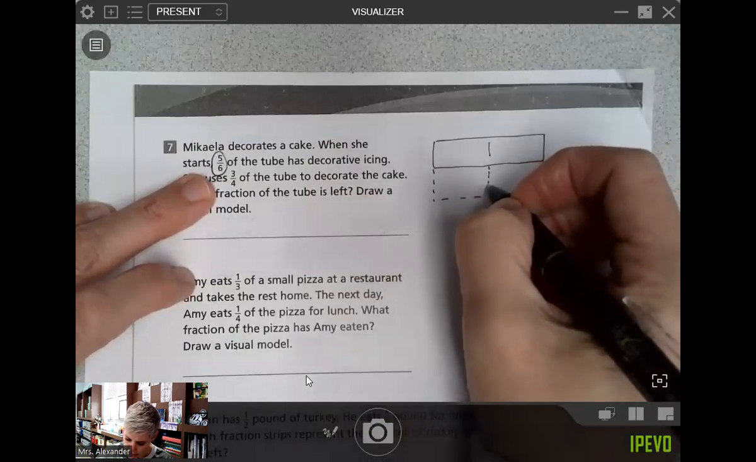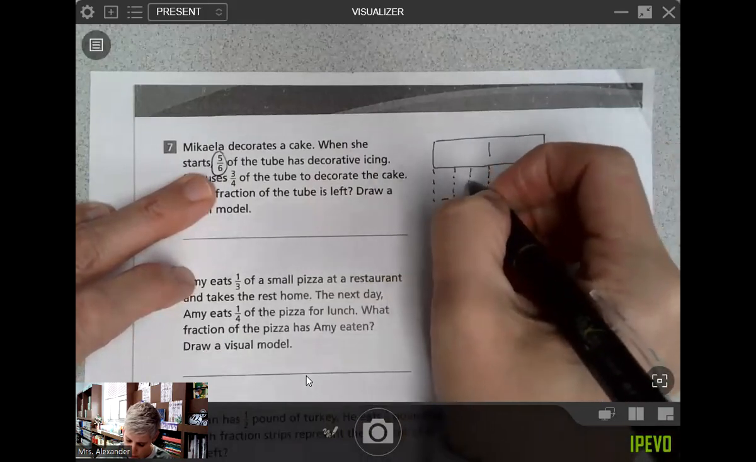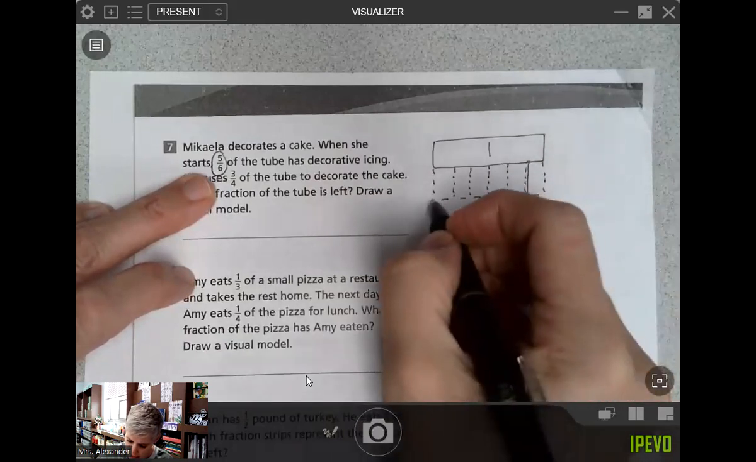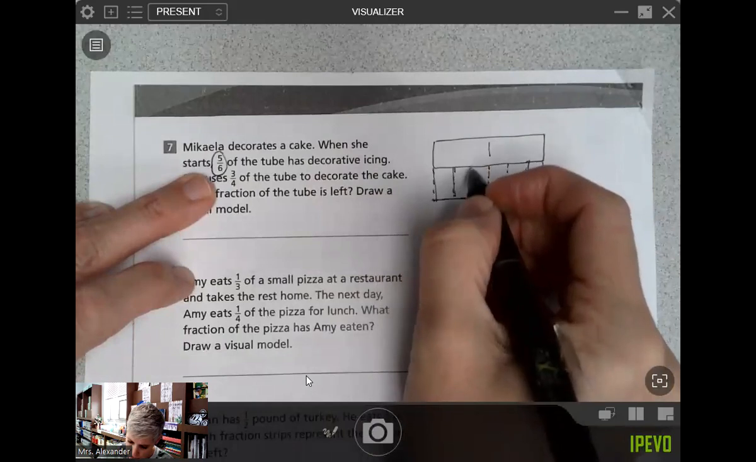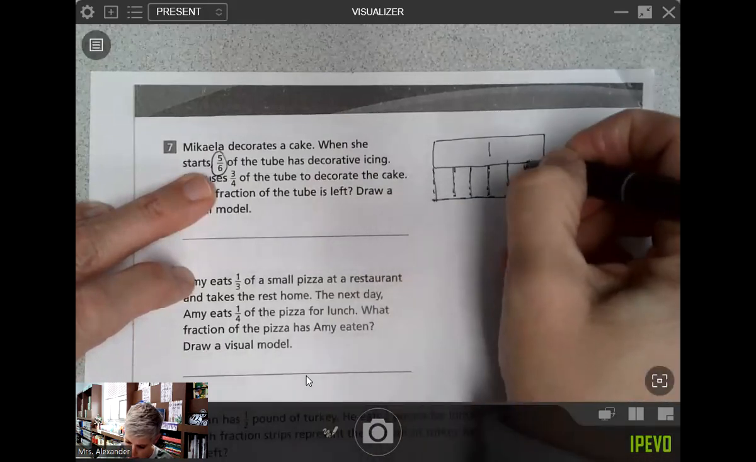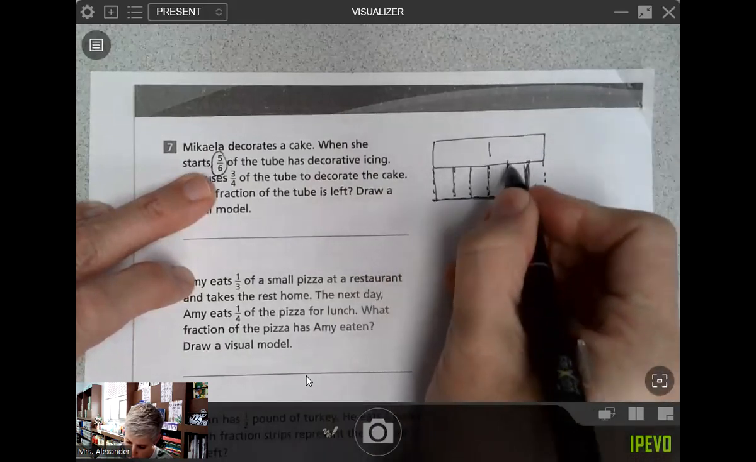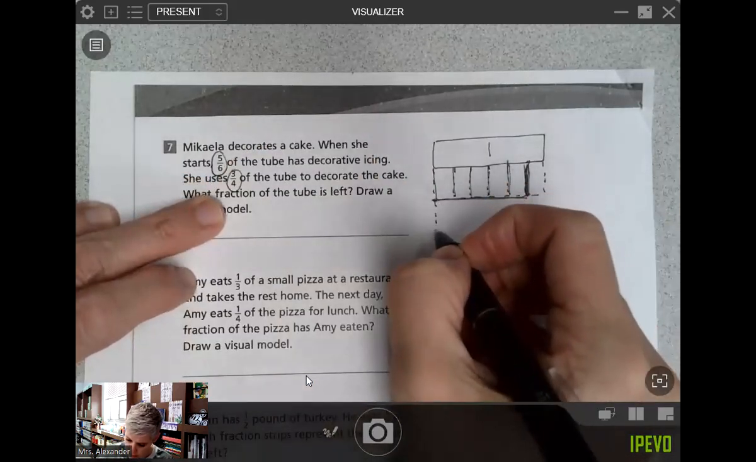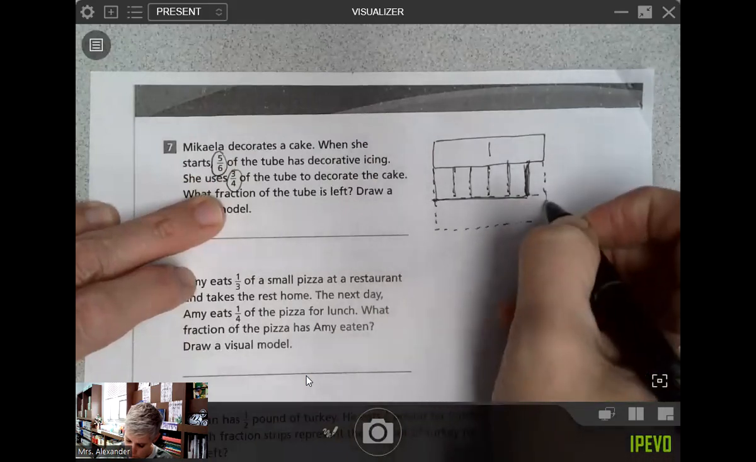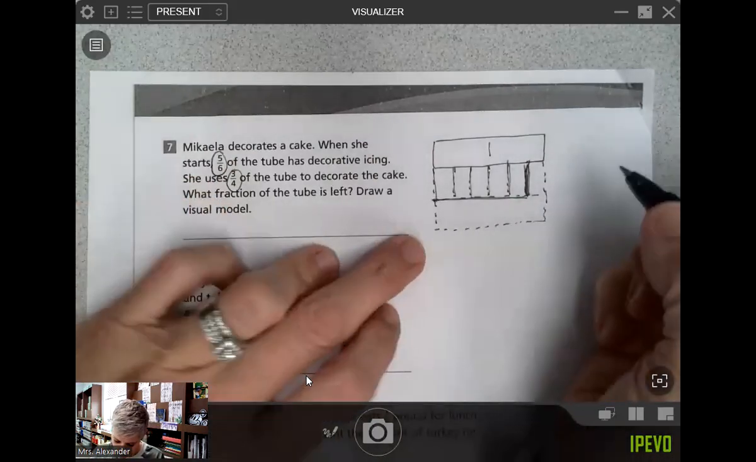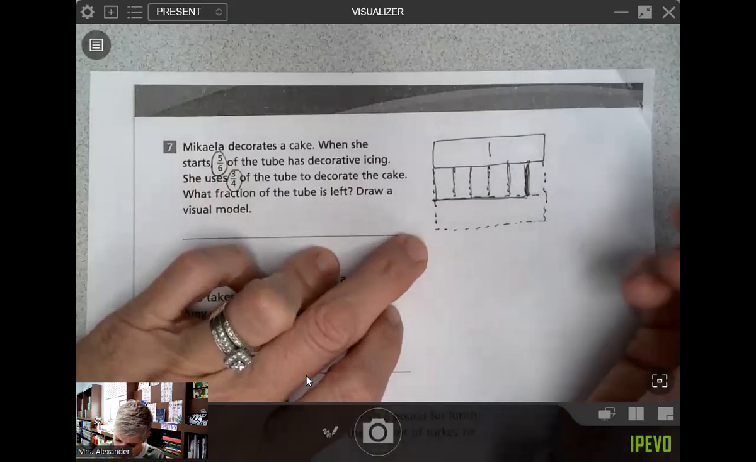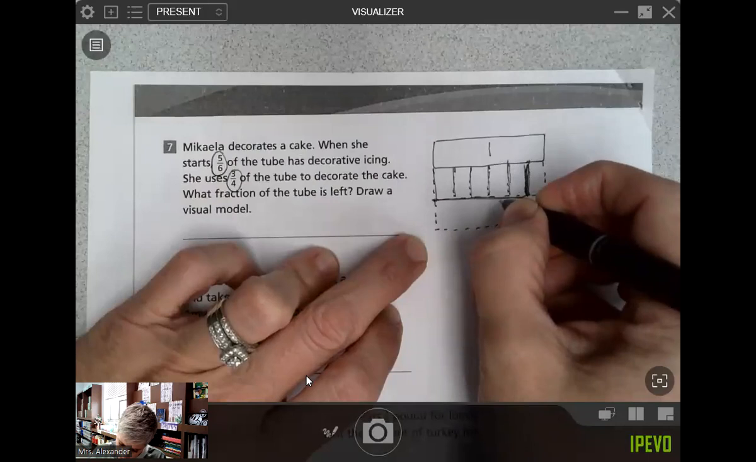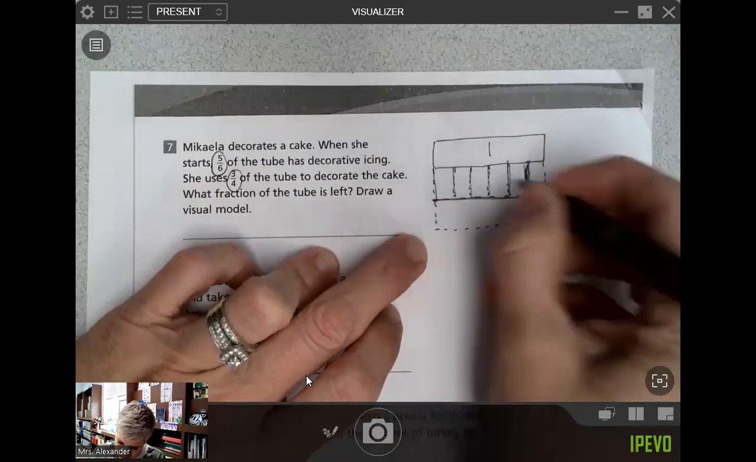So I'm going to split this into 6. 1, 2, 3, 4, 5, 6. And she has 5/6 of it in that tube that she's going to use to decorate. She has this part of it. And she uses 3/4. If I split this into fourths, let's see, how could I do that? I want to kind of match, don't I?